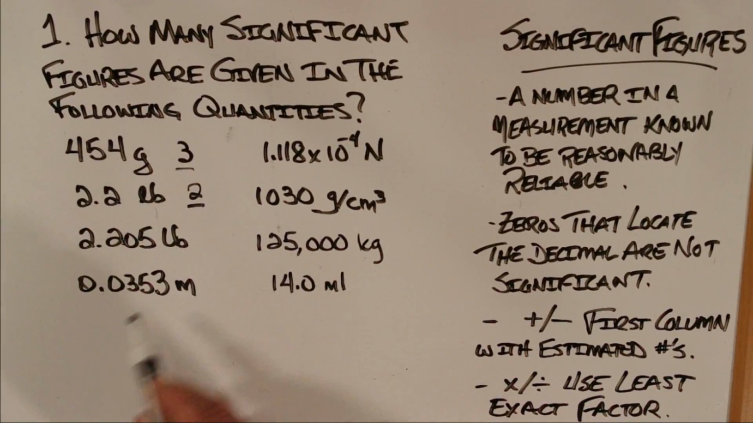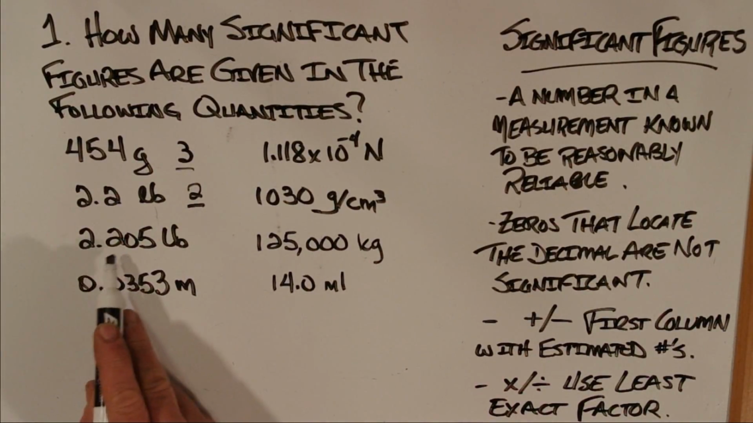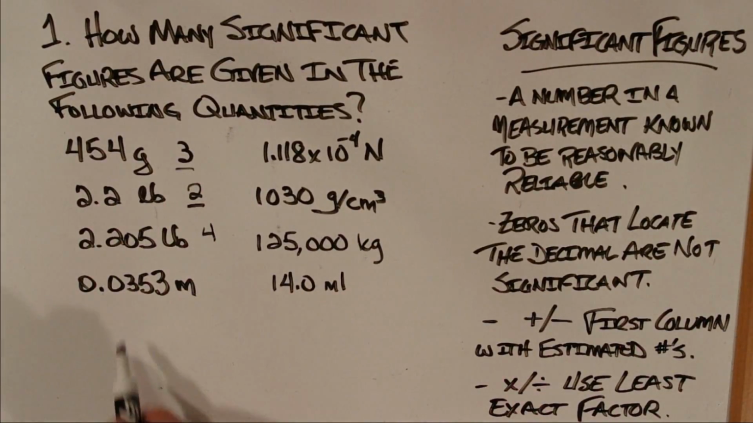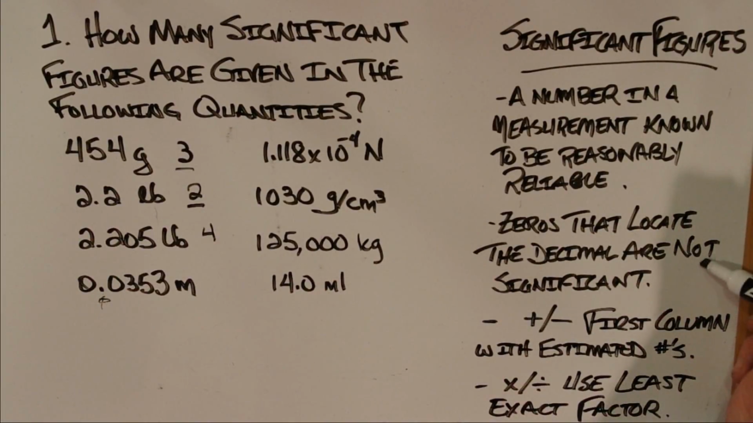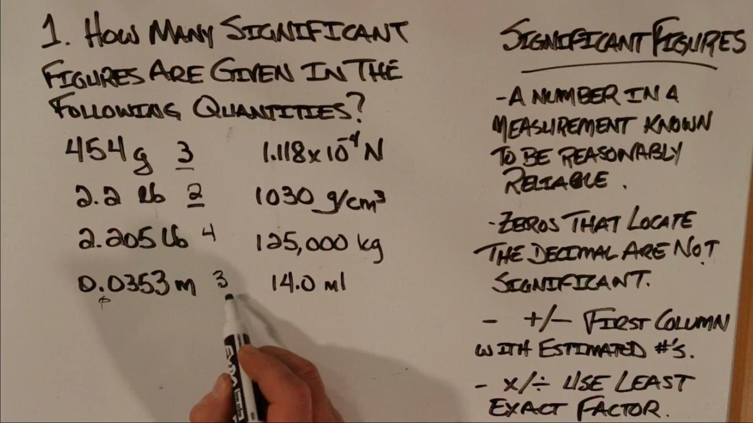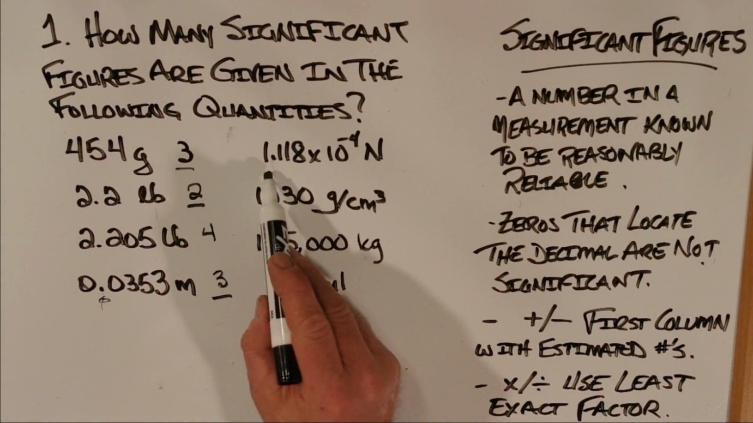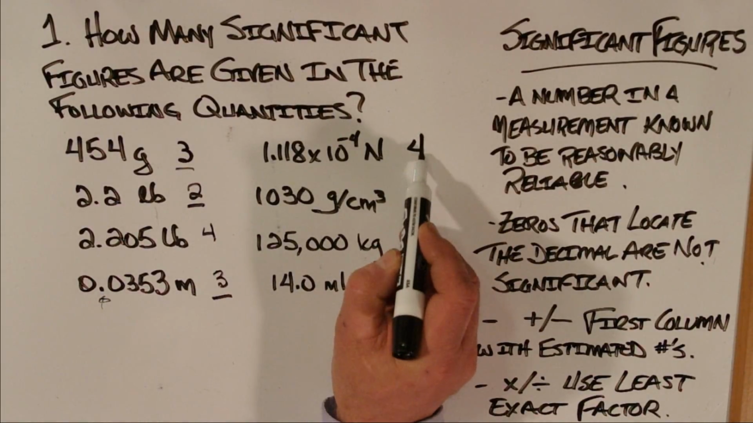The first number, 3. The second number, 2. The third one has a 0 in it, but that 0 is significant because it is not used to place a decimal point, so there's 4. The fourth one, the 0 in front of the first 3, is used to place a decimal point. That does not count, and so 0.0353 has 3 significant figures.